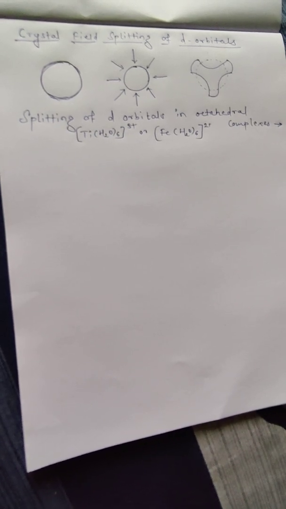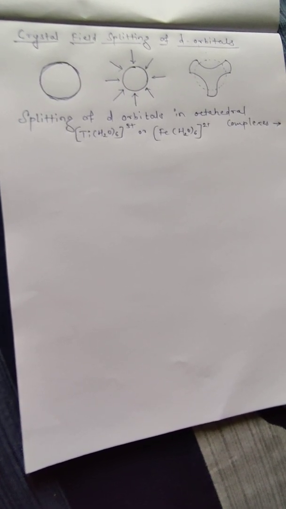Now generally for an isolated metal ion, means only the metal ion is there, without formation or before formation of complex, all d orbitals of the metal ion are degenerate. Now what is this degenerate? Degenerate means having the same energy. So when all the d orbitals are having the same energy, we call them degenerate d orbitals.